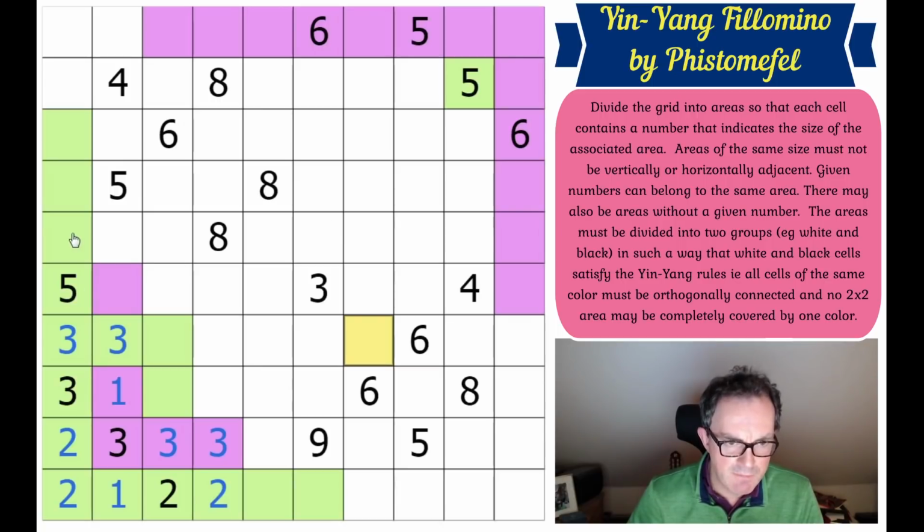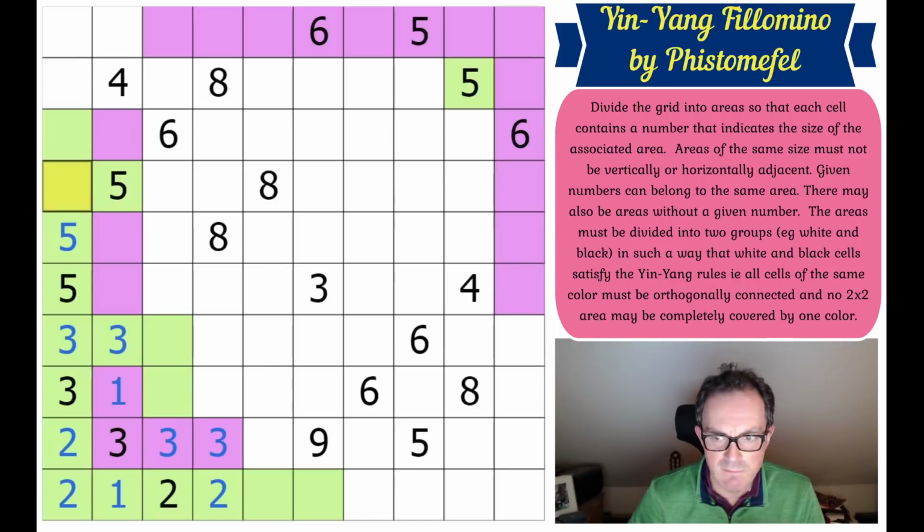So this 5 has to get out. It's got to take that square. Right, let's think about the next cell for this 5. It's either here or here. Either way, it connects to that. And given that it can't be that, this 5 therefore must be in this one's region and therefore must be green. And that creates 2 opportunities to avoid a 2x2.